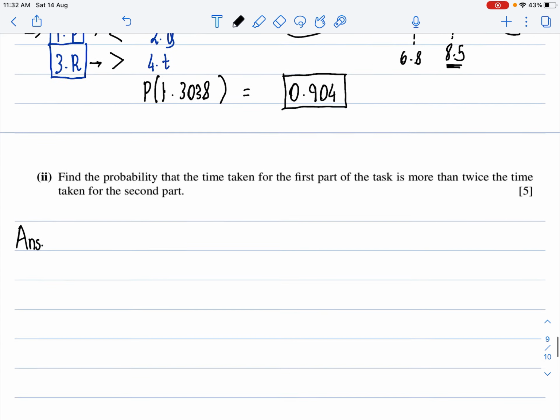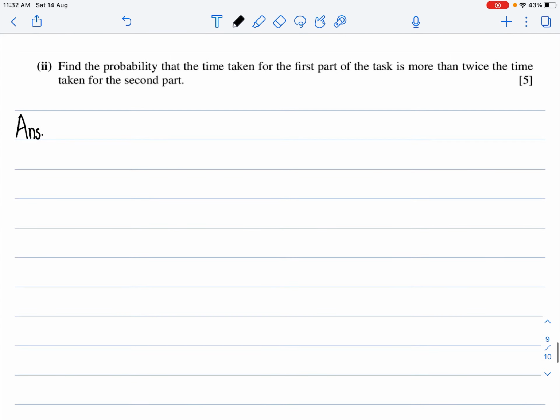So now let's do part 2 of the same example. This might be a little complex, but you can try it on your own because you're clear with the concept. We need to find the probability that the time taken for the first part of the task is more than twice the time taken for the second part. So I need the probability that part 1 is more than 2 times part 2.